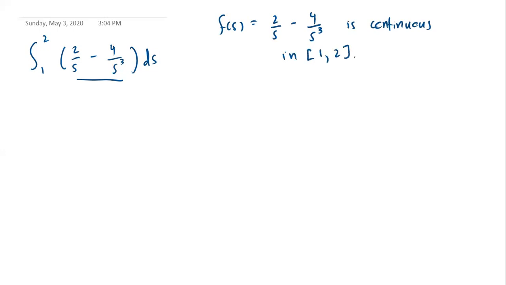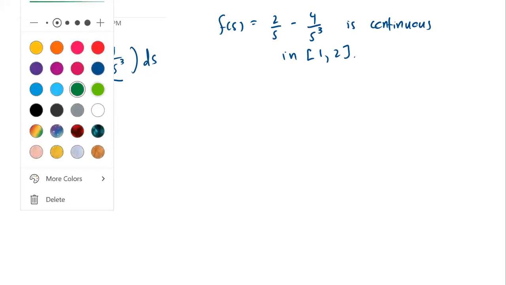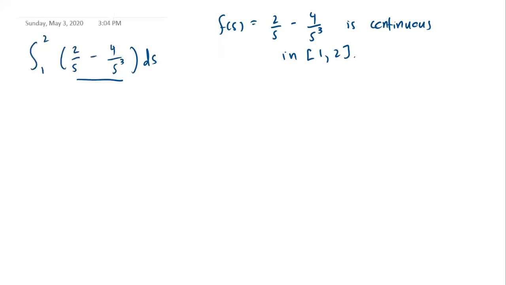Okay. So before we do this, we can use some of the properties of integrals. For example, here we have a difference. We know that we can separate the difference. It's just the same as the integral from 1 to 2 of 2 over s ds minus, and here I move the minus sign inside, the integral from 1 to 2 of 4 over s cubed ds.